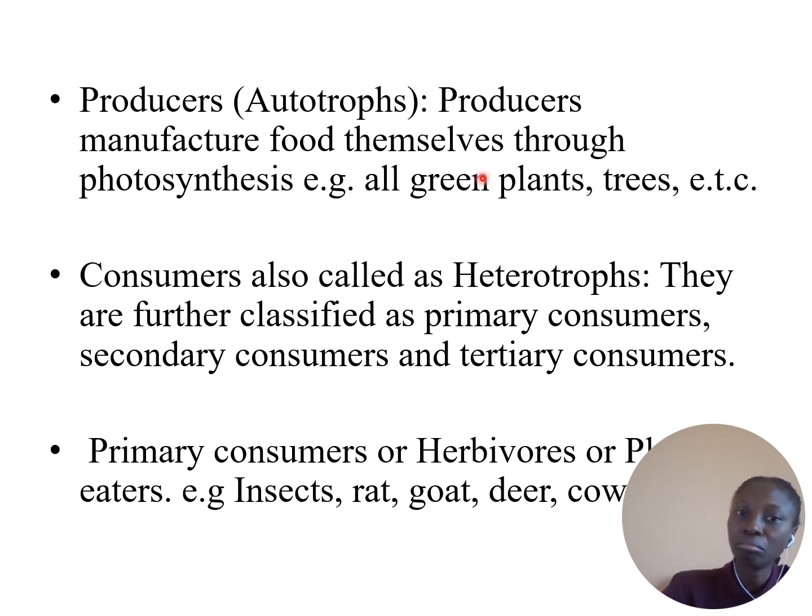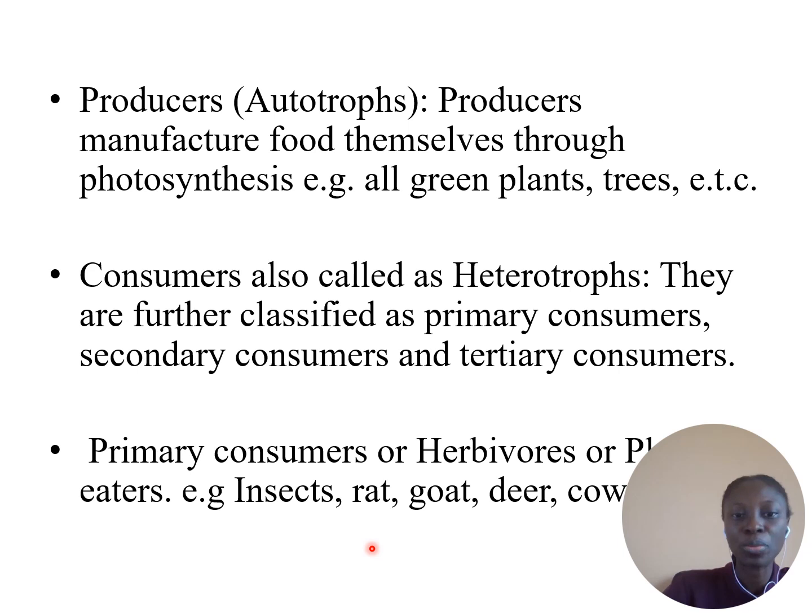Some organisms like algae, like the cyanobacteria, are also producers. The consumers are also referred to as heterotrophs. These are a group of organisms that cannot manufacture food themselves, but must depend on the autotrophs to be able to survive. The heterotrophic organisms are grouped into three. We have the primary consumers, the secondary consumers, and the tertiary consumers.